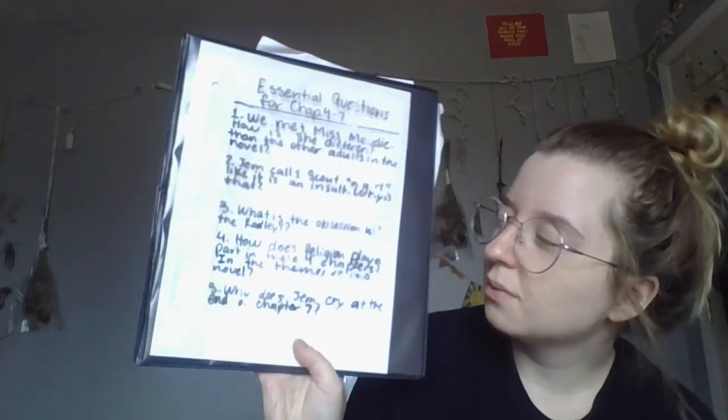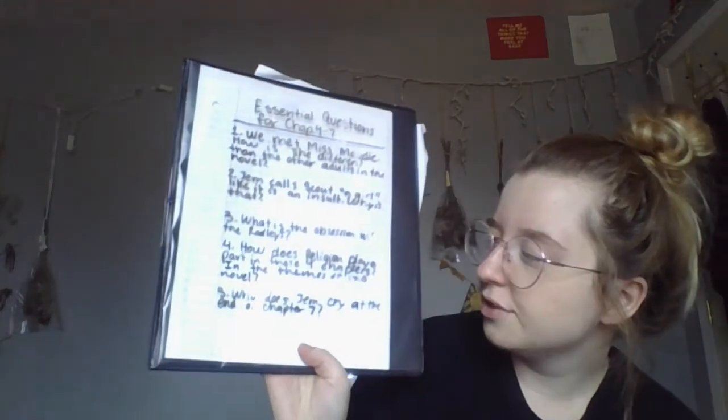And Jem is saying this to Scout, and Scout's like, "Well, now I have to do it because I have to prove that I'm not a girl." So keep that idea of being a girl as an insult in mind as we're reading this novel, and how that plays within the gender roles within the book. Okay, and then question 3: what is their obsession with the Radleys? I think that's pretty self-explanatory.